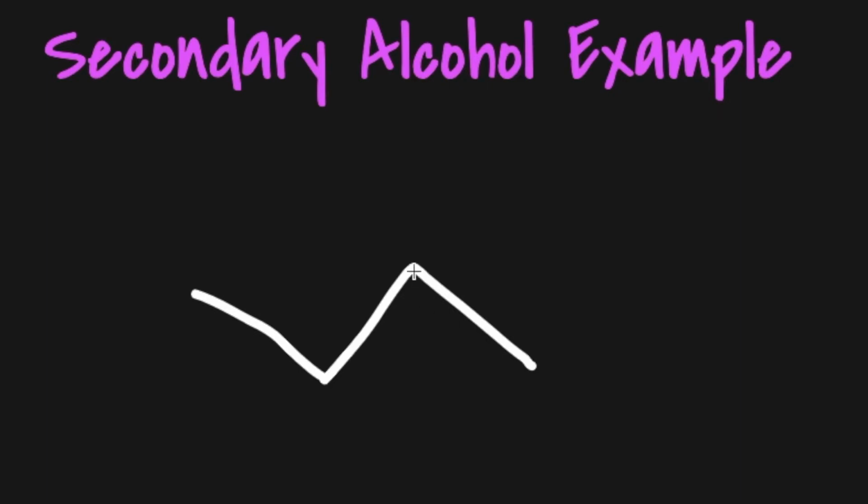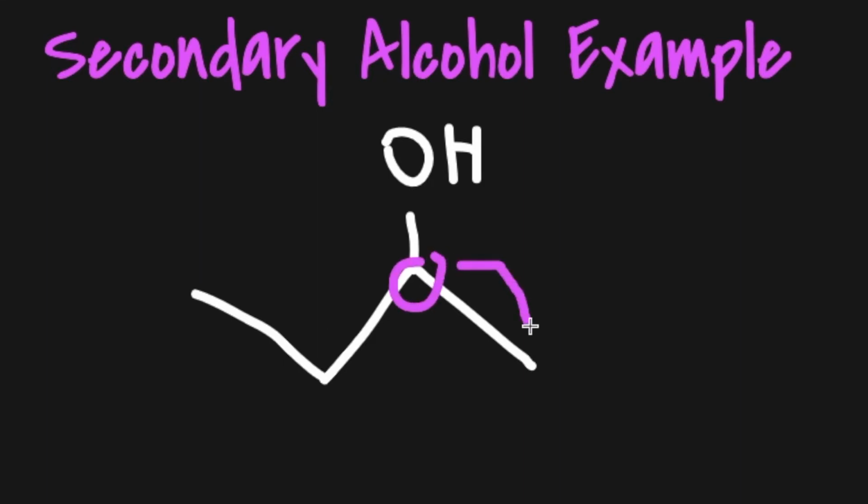Next, I'll be drawing a secondary alcohol example. This is 2-butanol, and I've circled the carbon attached to the hydroxyl group, and I drew two arrows pointing to the connected carbons.